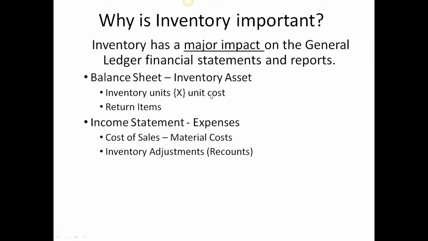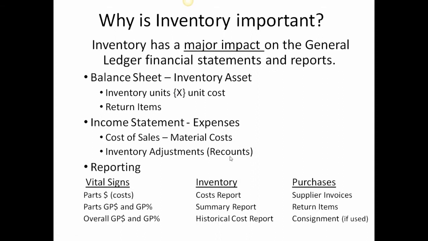That money has to go somewhere, and it will go into an expense category for inventory adjustments. The last thing I'll bring up to you to spark some interest is in your reporting. The vital signs report, if you don't know about the vital signs report, I certainly encourage you to take a look, because it is going to do just that, report your vital signs. And if we don't have your parts cost right, again focusing on inventory, then we don't have a good cost.